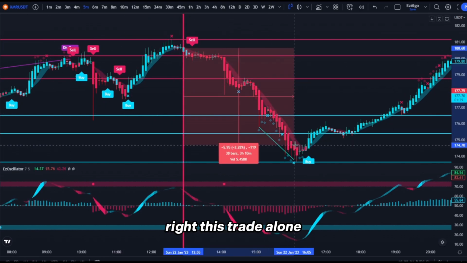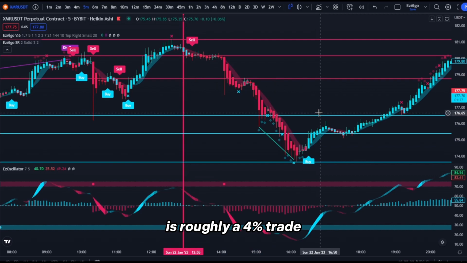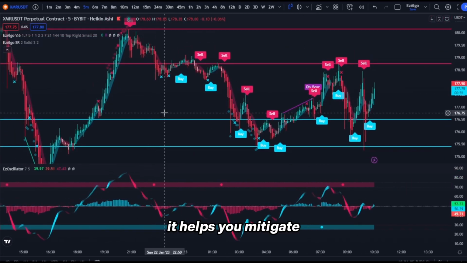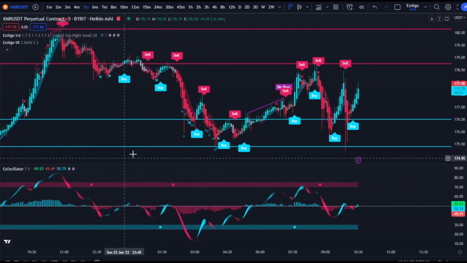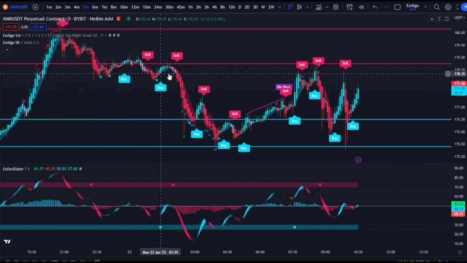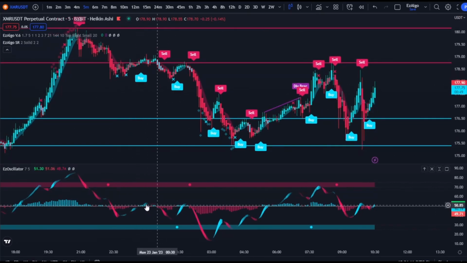This trade alone is roughly a 4% trade. So you can do the math, if you're entering with 10, 20, 30x leverage, that is a great trade. And using this oscillator, it helps you mitigate false signals, right? Because we're not going to take any of these buy or sell signals because the oscillator is not near any out of bounds zone.